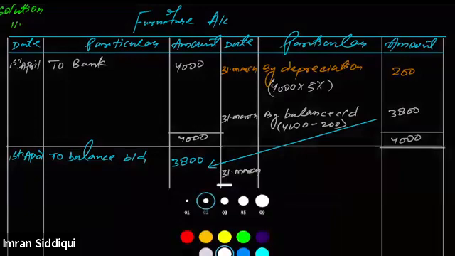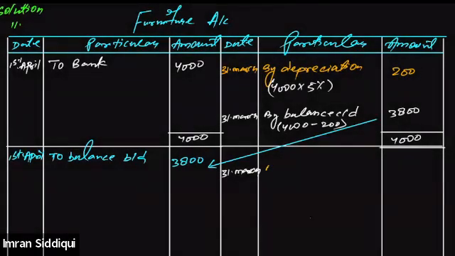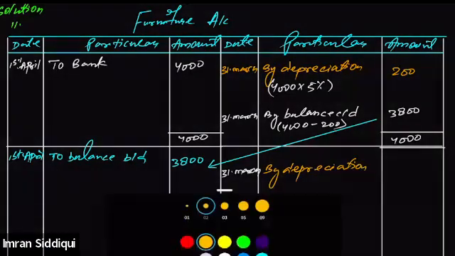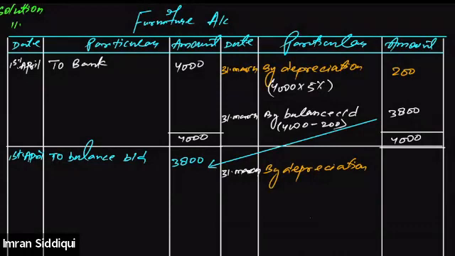We'll calculate depreciation by depreciation. But this time we will calculate depreciation on the closing value of the previous year, which is 3,800. 3,800 into 5%. This is how much? 3,800 into 5% is 190.